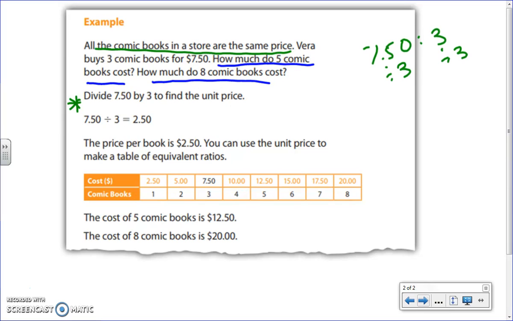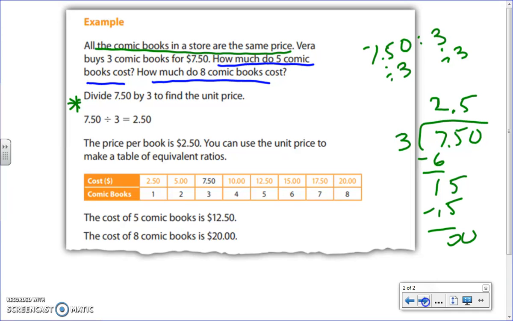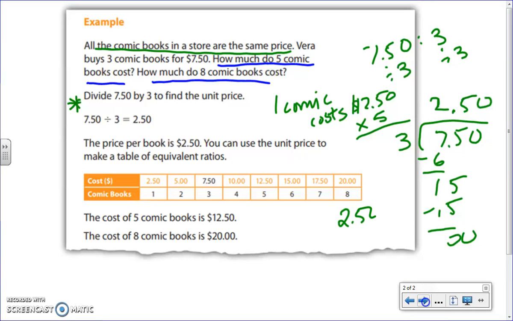When I think about that, I could do long division, but I know that $2.50 is 1/3 of $7.50. I can do the long division here too, though. My little decimal point up there. And so I see that $2.50 would be the cost of 1 comic book. So if I know that 1 comic costs $2.50, then I know that 5 comics must cost $2.50 times 5, and 8 comics must cost $2.50 times 8.